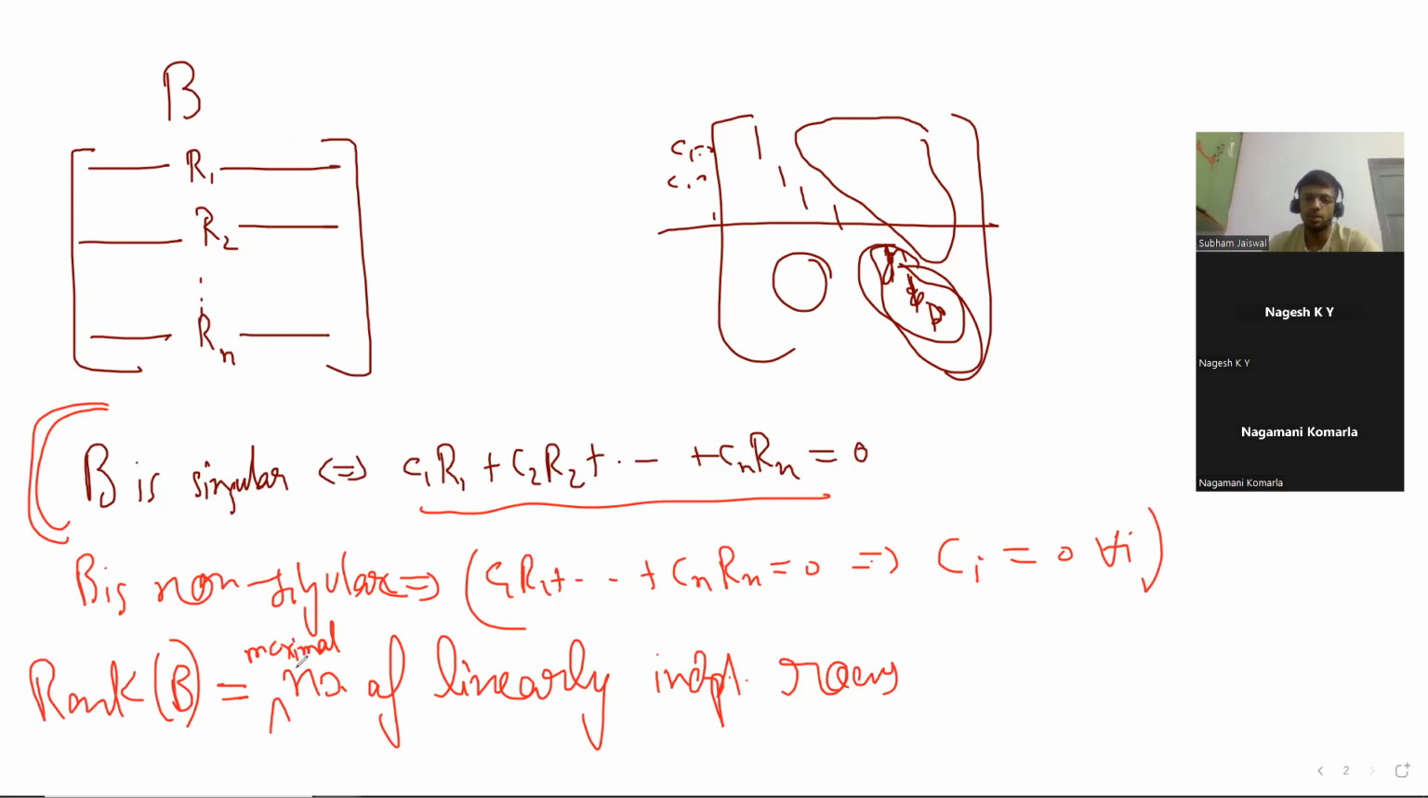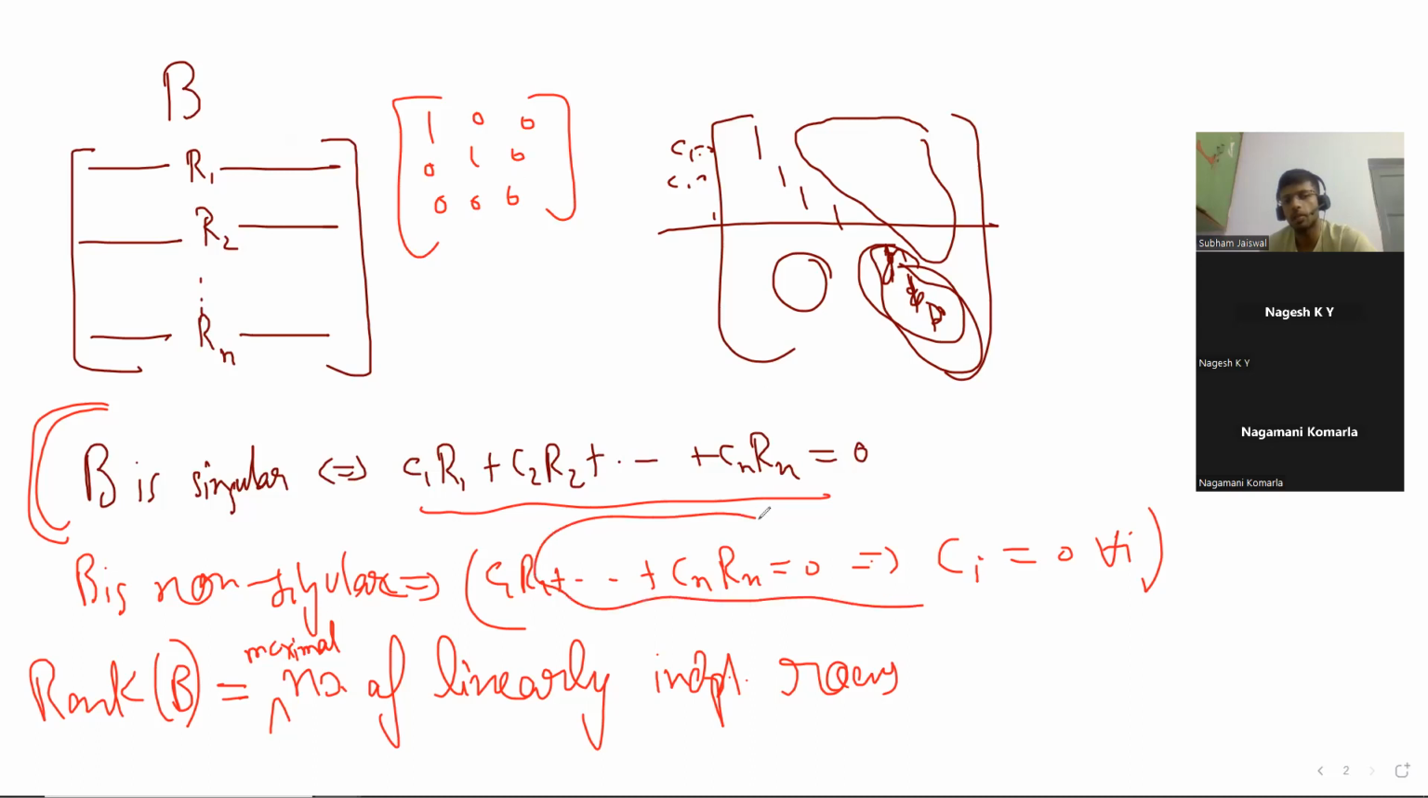So the rank of a singular matrix is 0? No, it's less than n. At most n, but if it is singular, then it is not n. It cannot be n. Because if the rank was n, it means that all are linearly independent, which means there is no relation. Any relation is a trivial relation, which means it is non-singular.